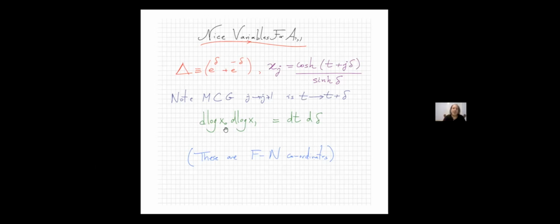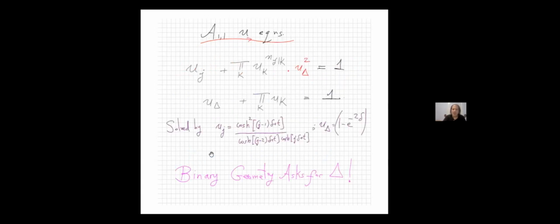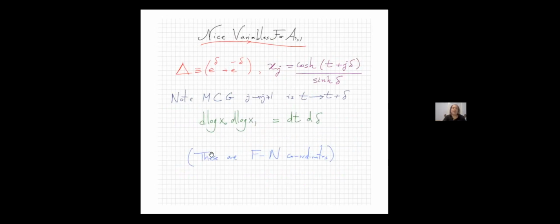And another lovely thing is that the canonical form on the initial cluster variables is even simpler in terms of the t and delta variables. It's just dt, d delta. These are the Fenchel-Nielsen coordinates for the surface in this case. I don't know what that means, but I'm told that that's what they are. Okay? So, all right.